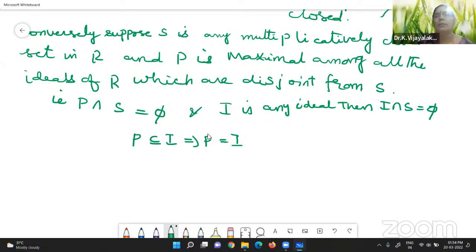Just the internet connection is getting unstable, one or two minutes more. Okay. First, we prove that P is a proper ideal. Otherwise, then S may be the empty set. So that is the reason you have to prove that P is a prime ideal.